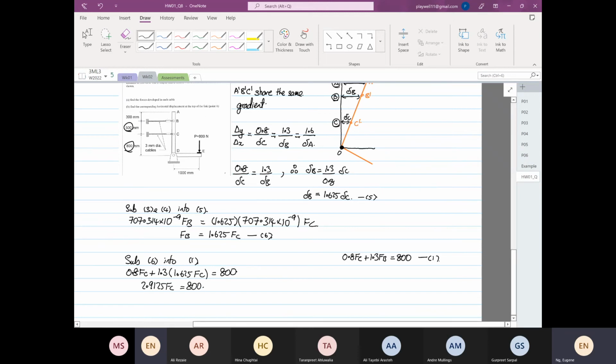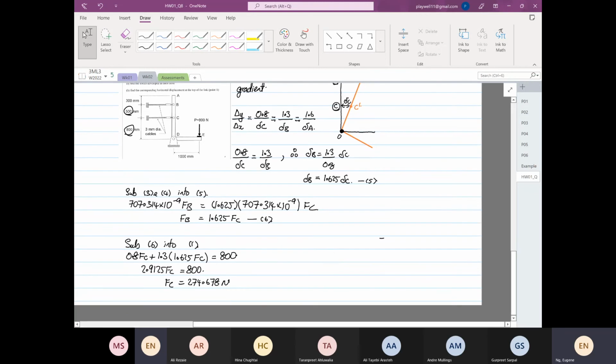Okay, so 1.3 times 1.625 plus 0.8 is equal to 2.9125 FC, and this is equal to 800. Let me do it again. So 1.3 times 1.625 plus 0.8 is 2.9125. Yep, it's correct. Okay. So from here, we know that FC is equal to 800 divided by 2.9125, which is equal to 274.678 Newton. So this one you can in fact write down as 275 Newton. Okay, 0.678 is just too small to be considered.